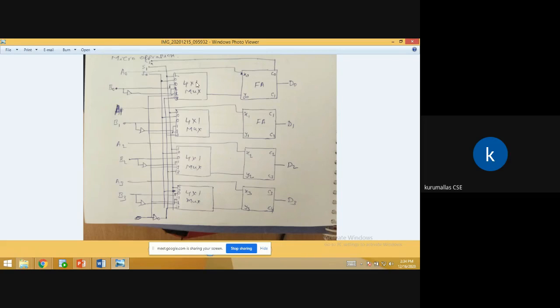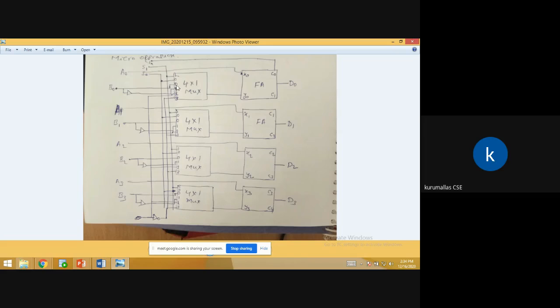It generates one output. That is the meaning of 4 cross 1. Here, the four inputs are there. The multiplexer output receives data from the multiplexer. Four inputs are there for each multiplexer.